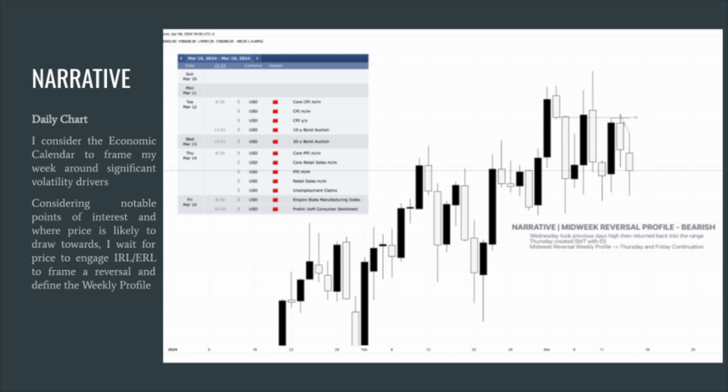We will also see later that ES will diverge with NQ on Thursday and take the previous day's high again while NQ fails to do so, confirming weakness. Lastly, we can define our weekly profile as a bearish midweek reversal profile and expect Thursday and Friday to continue expansion to the downside. So we've considered the economic calendar, we've engaged in external range liquidity at Tuesday's high, and now we've dropped lower and are anticipating a midweek reversal and a continuation to liquidity resting below. We have our narrative. Now we look for confirmation.